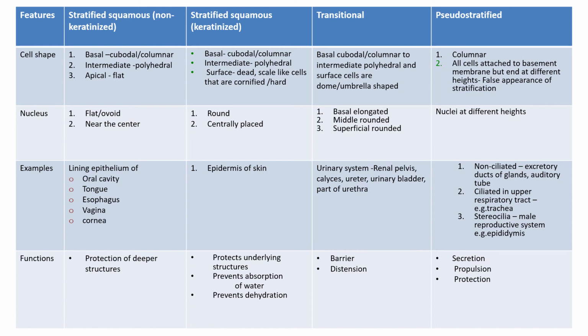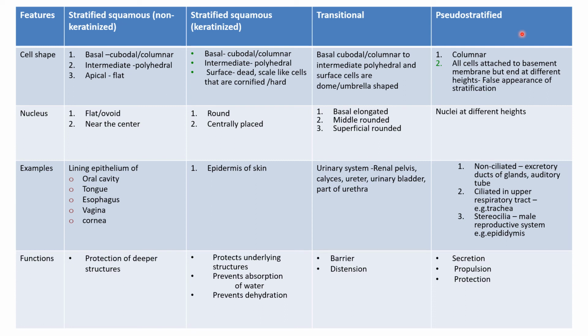And coming to the transitional and pseudostratified, that's also included in this table for convenience. If you see the transitional epithelium, it contains the basal cells, intermediate cells, and the apical cells. The apical cells are dome-shaped or umbrella-shaped. Otherwise, the basal and the intermediate cells are the same as in the stratified squamous epithelia. And if you see the nucleus, it's basal elongated, middle rounded, and superficial rounded. The transitional epithelium is seen in the urinary system, starting from the renal pelvis, calyces, ureter, urinary bladder, and part of the urethra. The function of it is that it acts as a barrier and allows for distension.